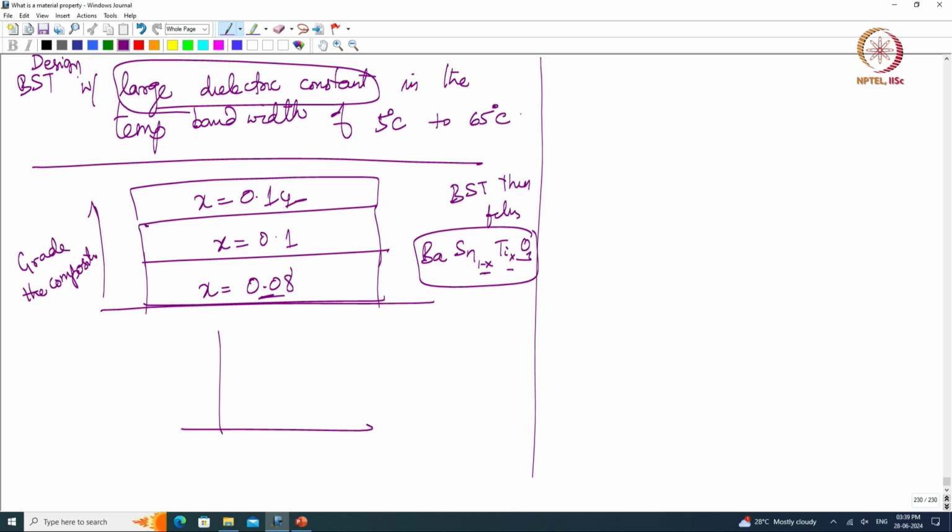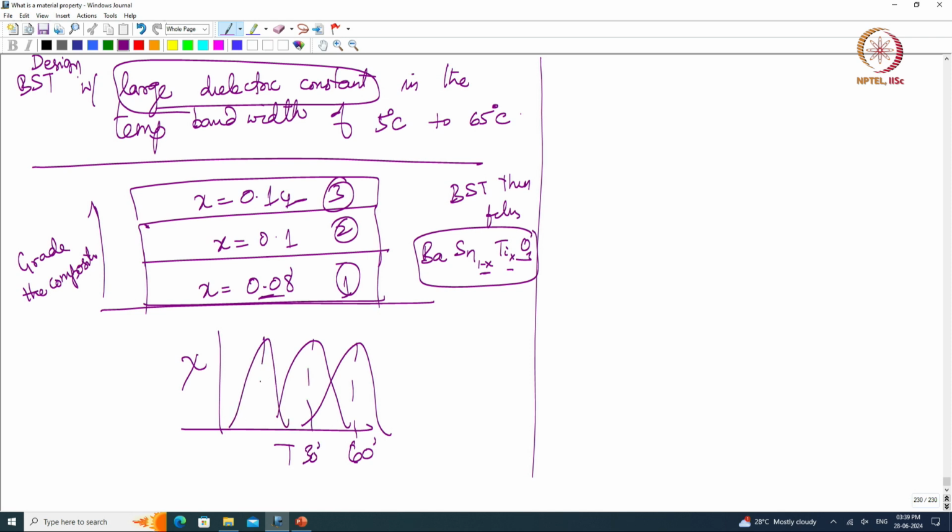In some sense the interfaces also will have some role to play, let us not worry too much about it, but very naively, if I look at chi versus T of material 1, material 2, material 3, I have to make sure that they remain as material 1, material 2, material 3. The first material gives me a phase transition at 60 degrees, the second at 30 degrees, the third at 10 degrees.